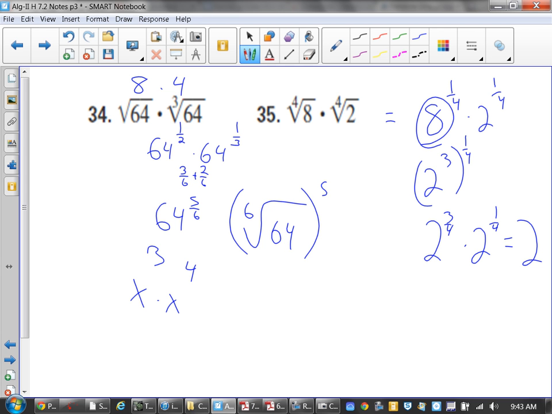What's 3 plus 4? 3 plus 4. Oh, I just thought X. Oh, yeah, it's this one. I'm sorry. I thought X too. Yeah, you're adding exponents. Same idea.